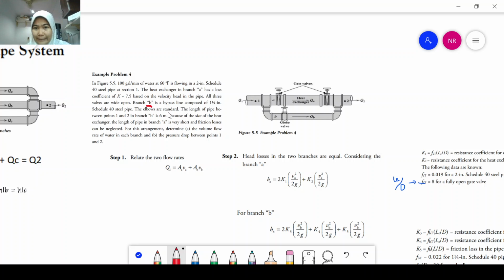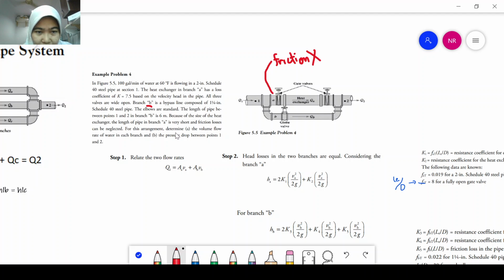The elbows are standard. The length of the pipe between points 1 and 2 in branch B is 6 meters, so L is 6 meters. Because of the size of the heat exchanger, the length of pipe in branch A is very short and friction losses can be neglected. So for pipe A, there's no friction loss, as mentioned in the question. We don't have it.